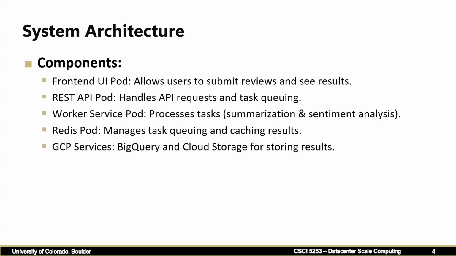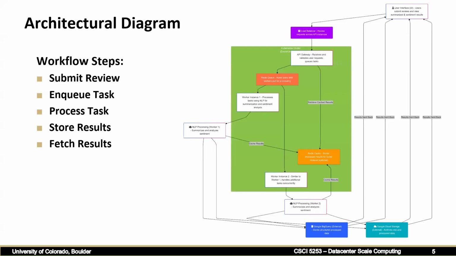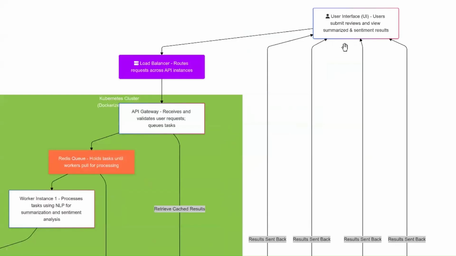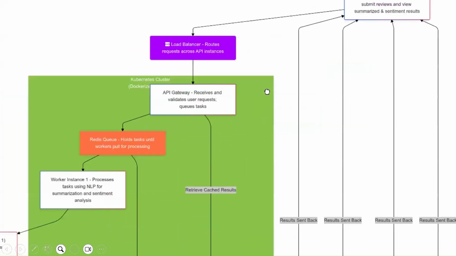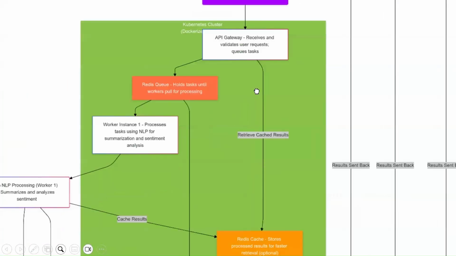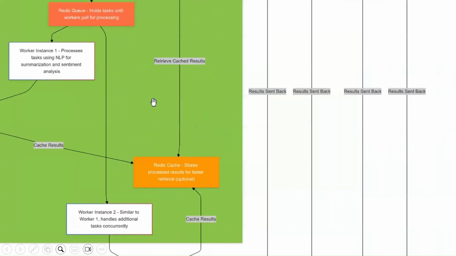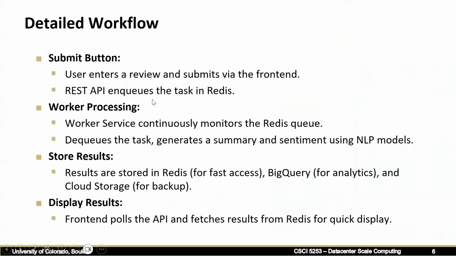On to slide 4, we have an architectural diagram. Some of the most important steps are submit a review, enqueue the task, process task, store the results. Fetching the results is the final step. Now, let's dive into the detailed workflow of our system.